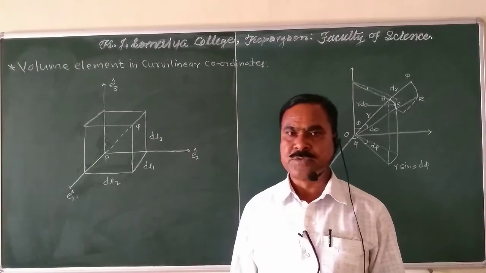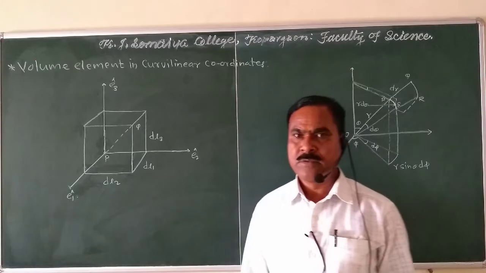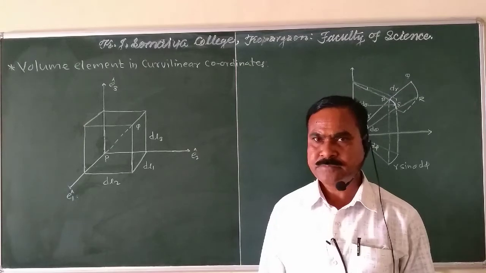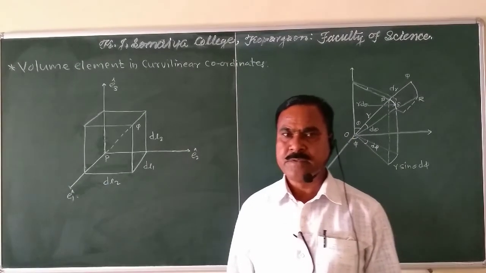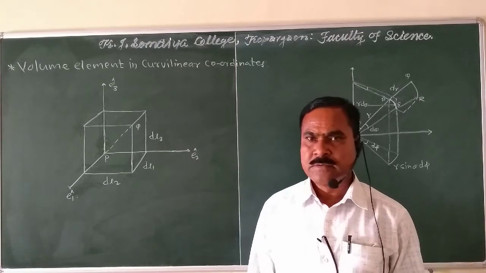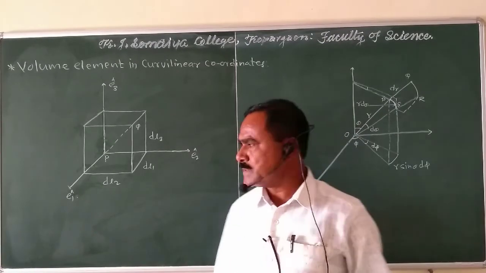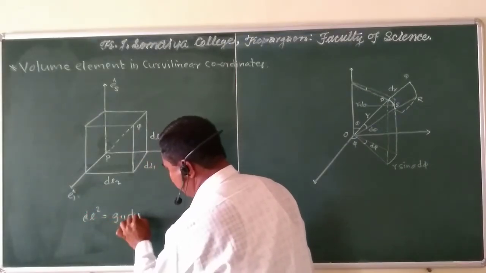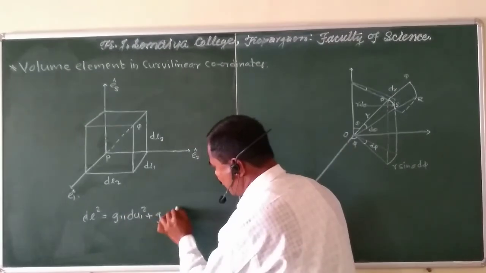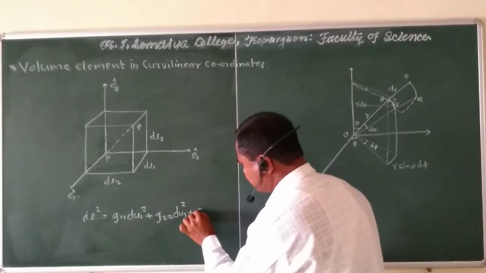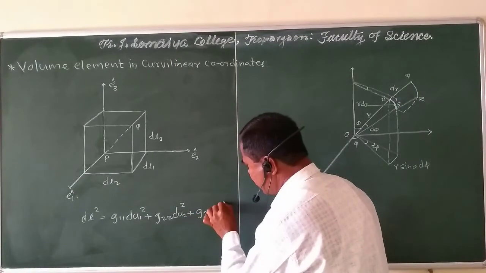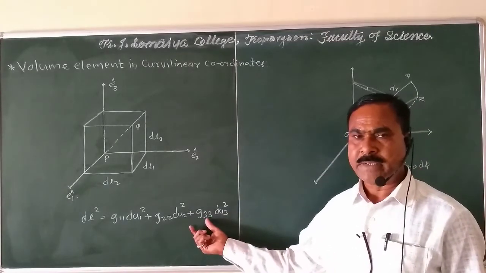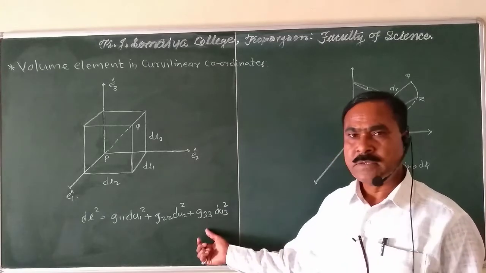Good morning, all students. In the previous lecture, we obtained the expression of the length element in a curvilinear coordinate system. Also, we obtained the expression of the length element in an orthogonal coordinate system, and that expression is dl square equal to g11 du1 square plus g22 du2 square plus g33 du3 square. This is the expression of the length element in an orthogonal coordinate system.